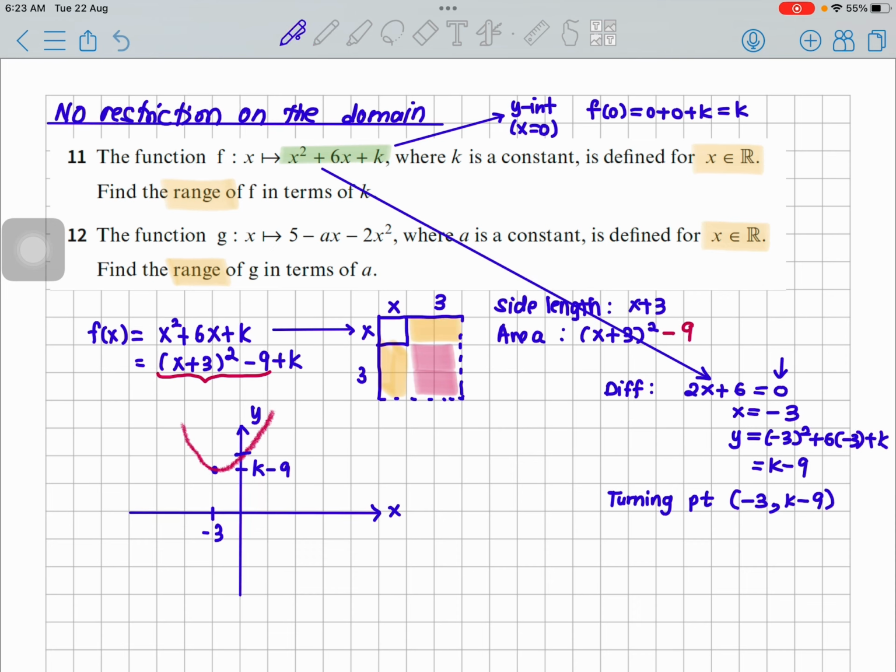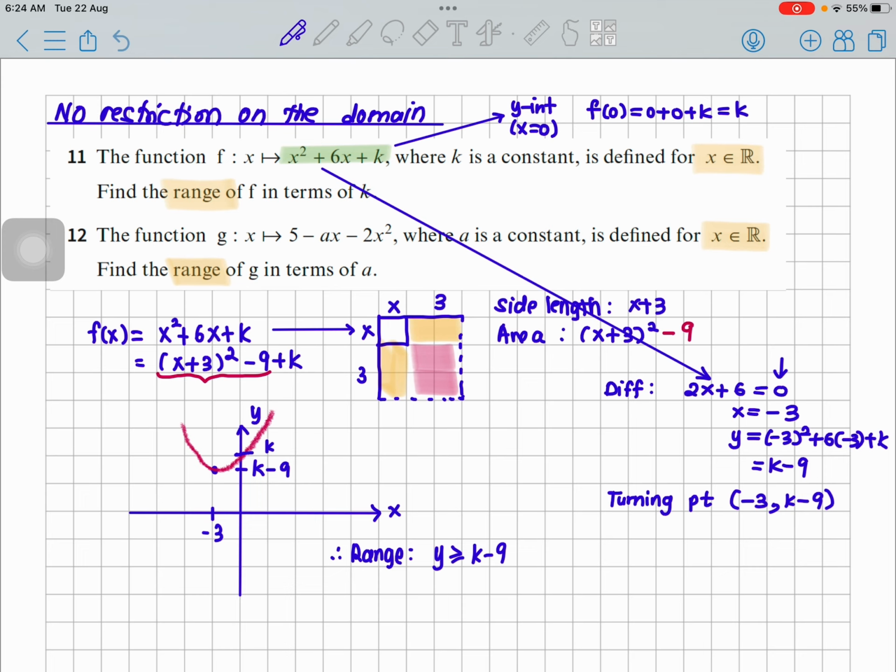Okay, so this could be my y-intercept, which is the k. From here, you want to find the range. What is the idea of range? You need to locate the lowest y value and also the highest y value. In this quadratic curve over here, what is your lowest y value? Isn't it k minus 9? And anything greater than that. So the solution of this is going to be y more than or equal to k minus 9. That is the answer for the first part.